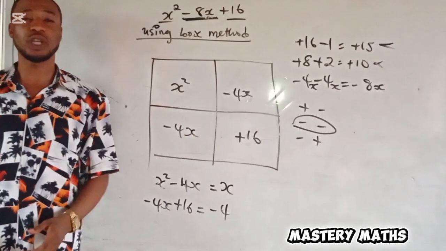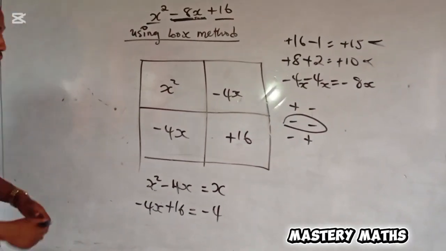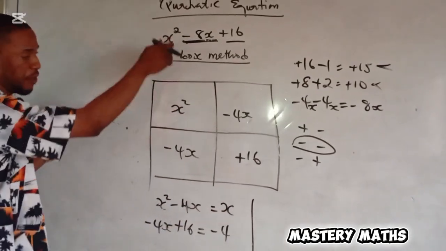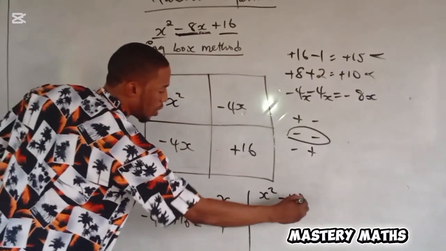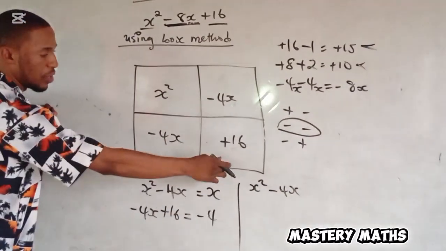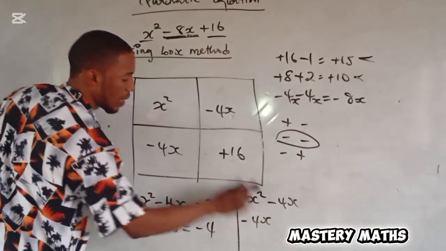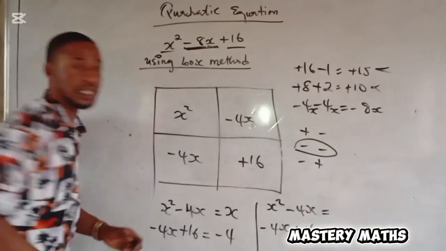Now the next common factor we need to look for is the column. The common factor of the what? Of the column. So I'll place it here. Now the first column is your x squared minus 4x. The other column is minus 4x plus 16. Then you put your equality sign.